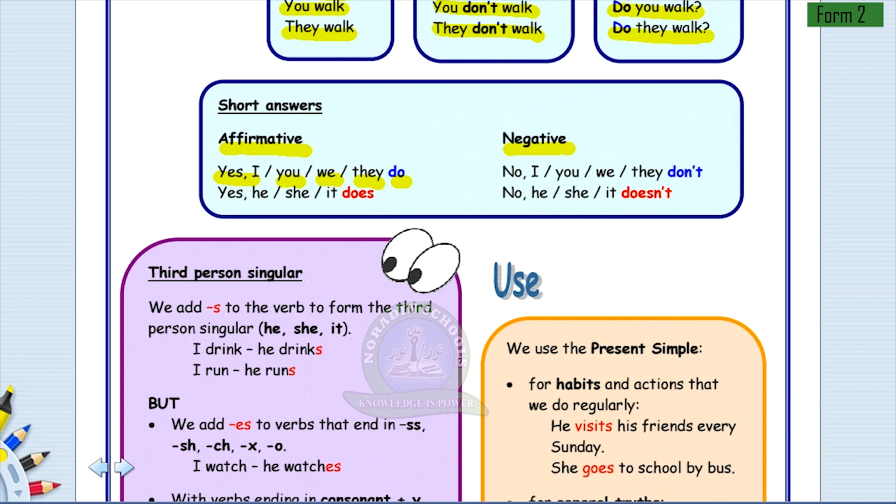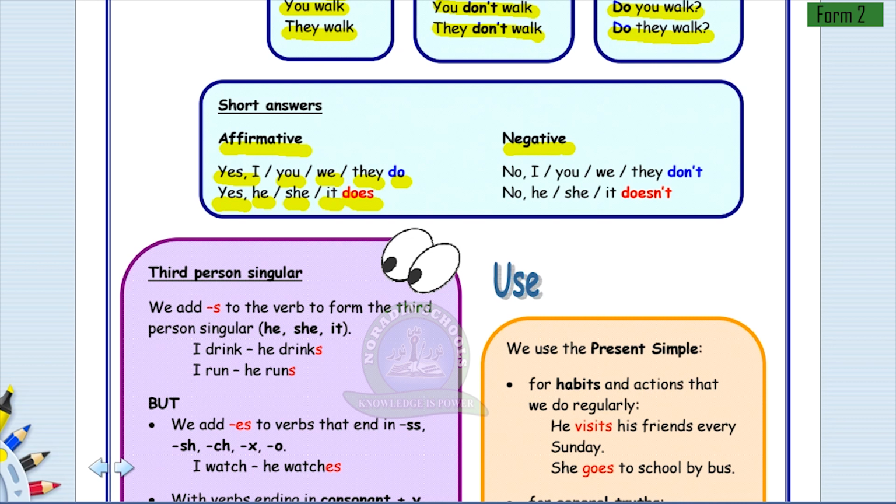This is when we are using I, you, we, and they, these four pronouns. But if the subject is he, she, it, we are using does. Here, I say, do you go to school? Yes, I do. Does he go to school? Yes, he does. Yes, she does. Yes, it does. This is when it is an affirmative.